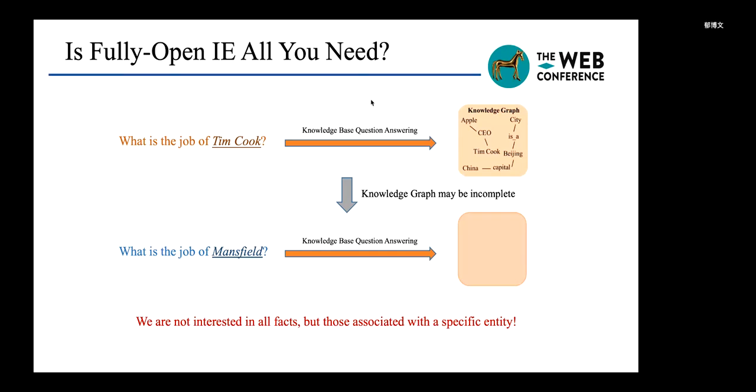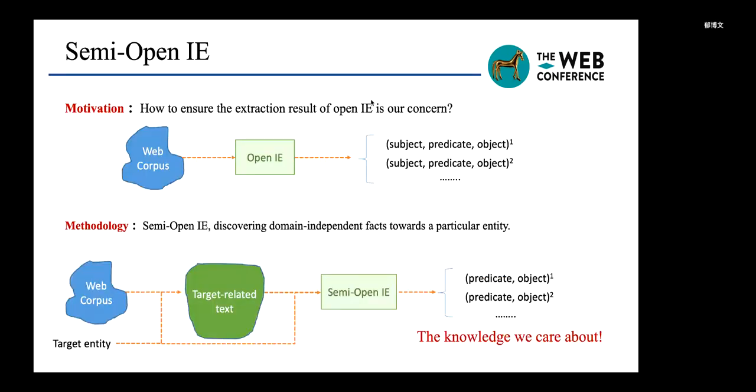Retrieving such facts from existing knowledge bases serves as a possible solution. However, while current knowledge bases are quite large, they are usually incomplete due to the dynamics of this world. This is to say, some target entities may lack facts in knowledge bases rather than in the real world. Therefore, it is necessary to explore how to extract open domain facts from the web corpora towards a target entity. We name this new paradigm semi-open information extraction, semi-open IE, because it inherits the domain-independent property of OpenIE while restricting one involved entity.